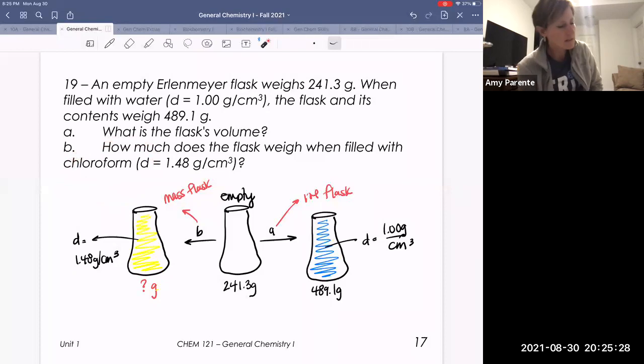Okay, so this might be the last problem that we have an opportunity to work through tonight. I did have a few more problems. We might be able to do one more, but see if you can figure out the volume of the flask and then how much that flask would weigh if we put a different substance, a different liquid, in there.